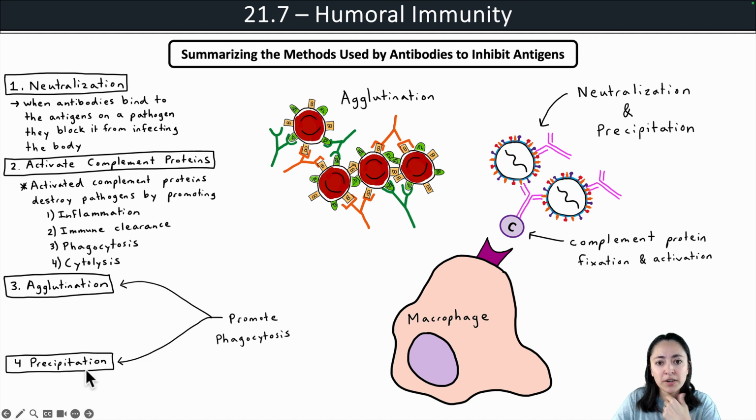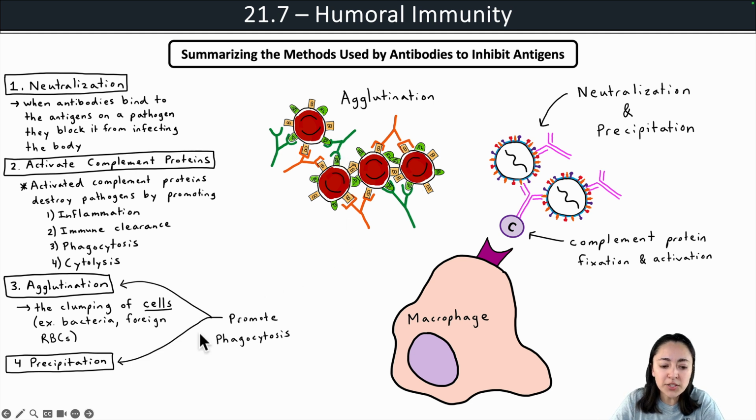Agglutination and precipitation are very similar in that what we're doing is we're causing things to clump up. With agglutination, what we're doing is we're clumping up cells. So this could be bacterial cells or foreign red blood cells. So here you can see an example of agglutination, where the cells are being clumped up together because the antibodies are linking the cells up together.